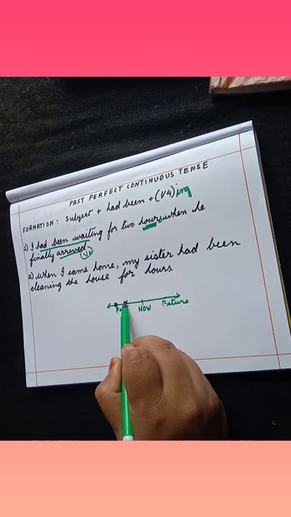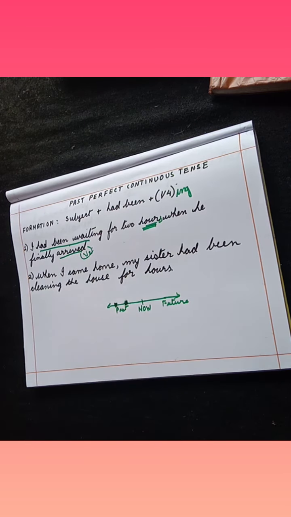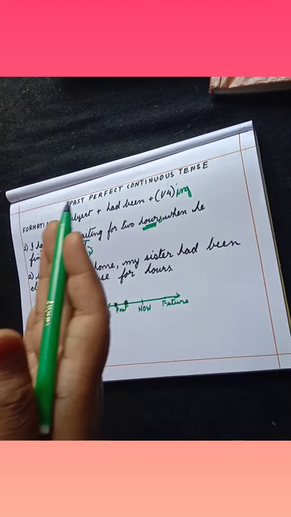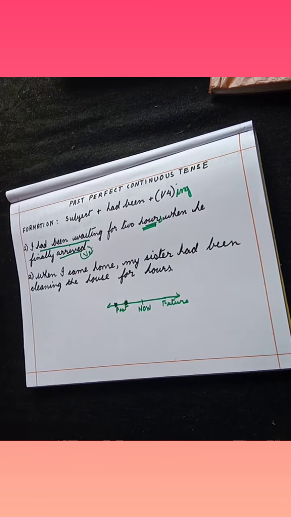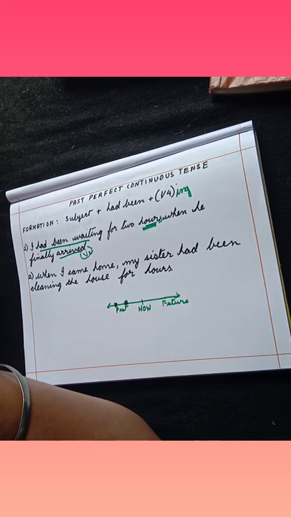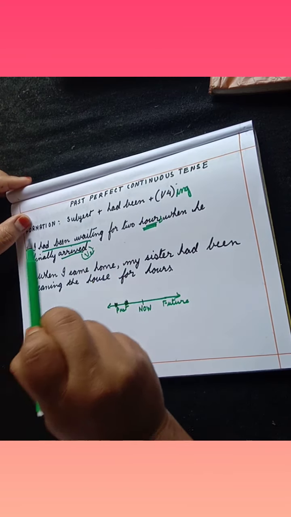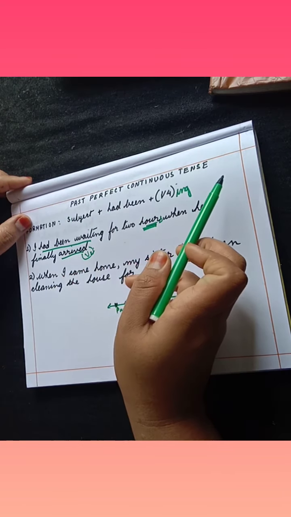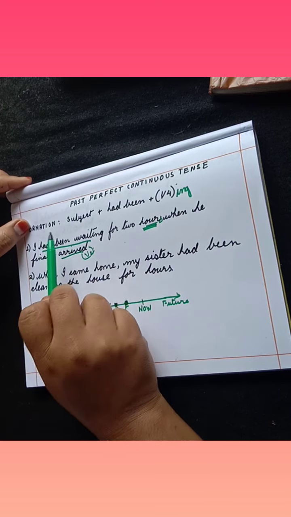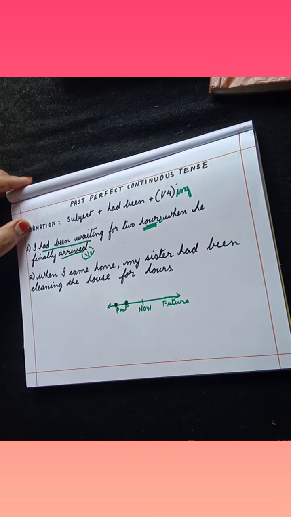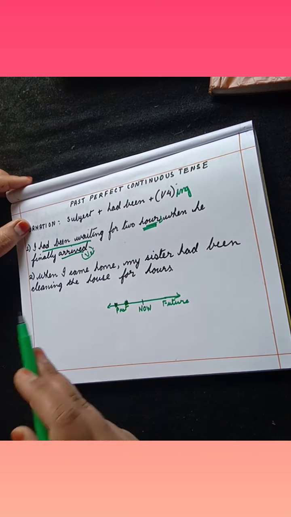So I had been waiting. My wait had already started. I had been already waiting for him for 2 hours, and after waiting for 2 hours only, he arrived. Am I clear? So we use the past perfect continuous tense to talk about the first past continuous action.